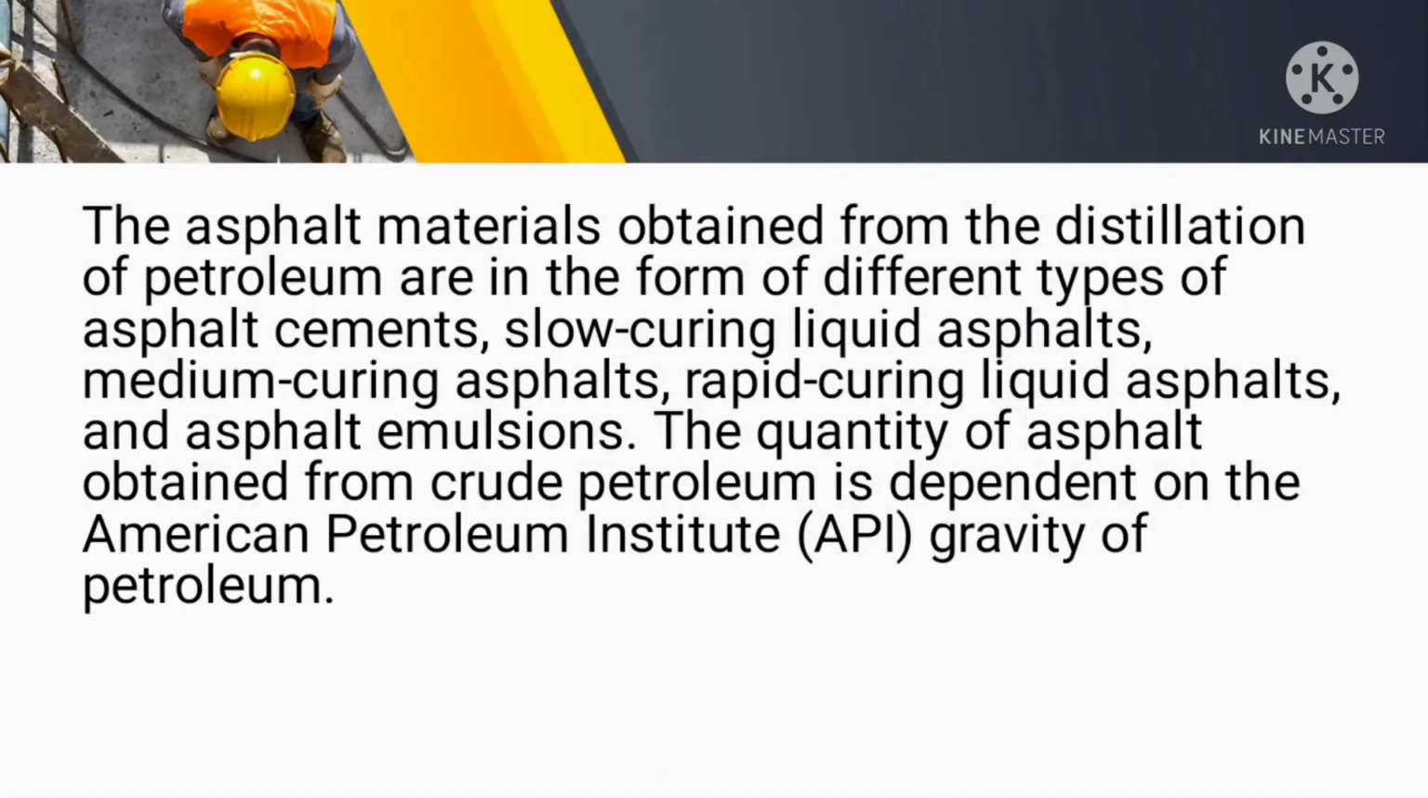The asphalt materials obtained from the distillation of petroleum are in the form of different types of asphalt cements: slow curing liquid asphalts, medium curing asphalts, rapid curing liquid asphalts, and asphalt emulsions. The quantity of asphalts obtained from crude petroleum is dependent on the American Petroleum Institute or the API gravity of petroleum.